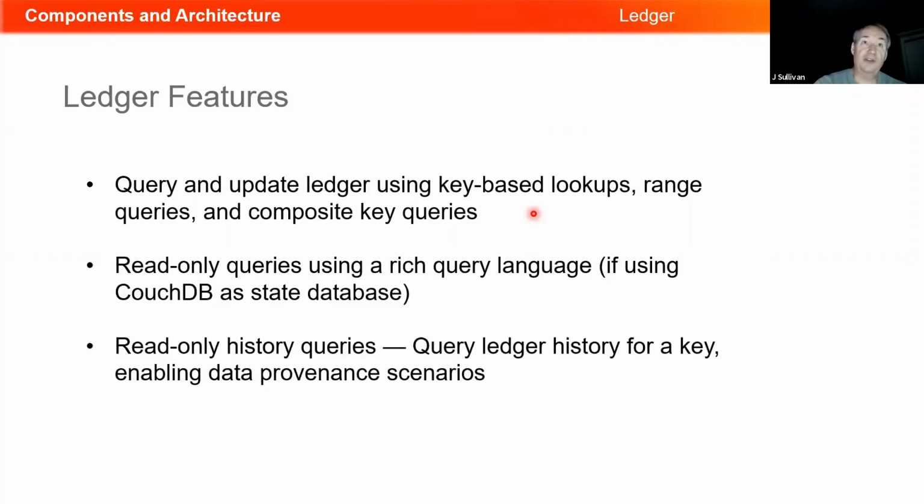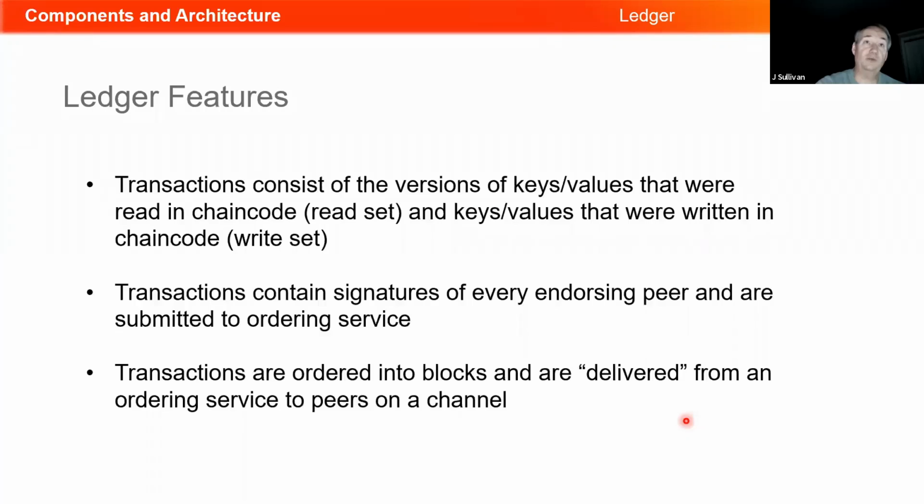So with our ledger features here, we can obviously query them. We can do key-based lookups. We can do read-only queries against the world state database, and we can also do historical queries like we just saw with the blockchain, with the transaction history. And the transactions consist of key-value pairs that were read in and added in chaincode. So the chaincode did the writing. And the transactions contain signatures of those endorsing peers.